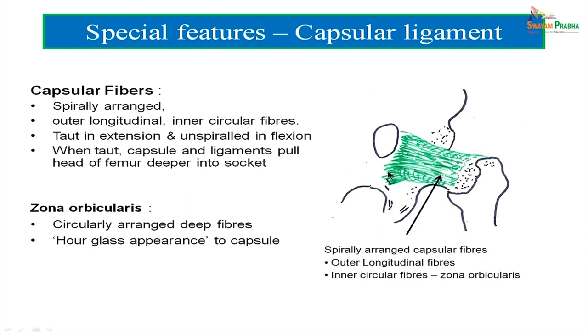Zona orbicularis is a special name given to the circular fibers which are located within the capsule. These circular fibers give an hourglass appearance to the capsule, that is, the capsule is thickened at the outer and peripheral parts, and in the central part it is narrowed due to the presence of the inner circular fibers.